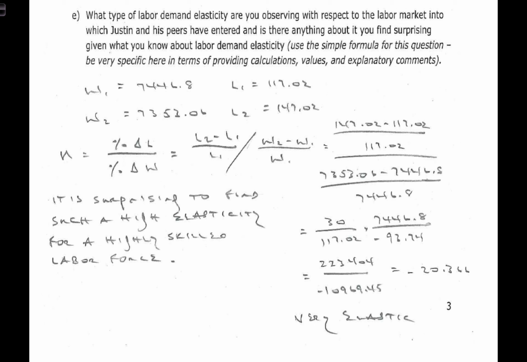We typically see low elasticities or inelastic levels of elasticity for highly skilled workers because they are less substitutable. We see high elasticities like this, negative 20 or so, when a worker is very substitutable. So that's what I was looking to see if you could determine here.